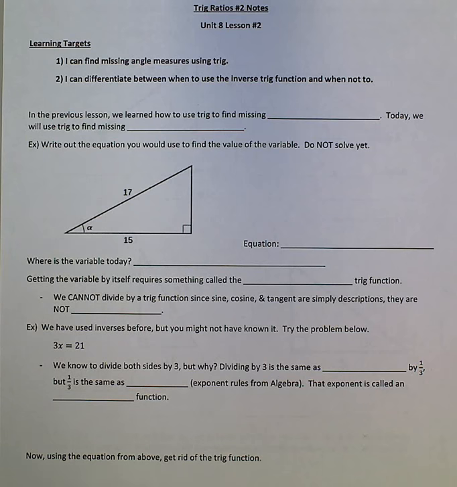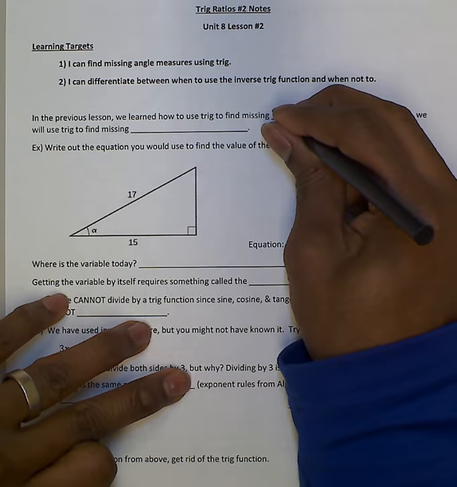Today we're going to talk about trig ratios again. But today we're going to be able to find missing measures using trig. And you'll be able to differentiate between when to use inverse trig functions and when not to. Okay. In the previous lesson, we learned about how to find the missing sides. Today we're going to talk about finding missing angles.